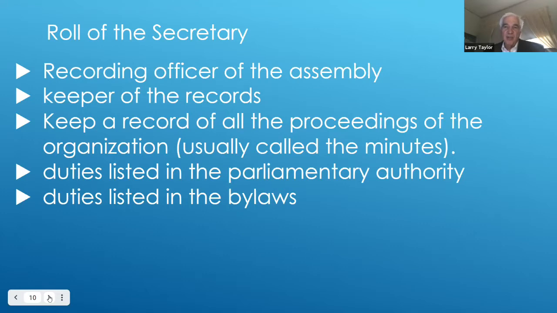The duties of the secretary are listed in the parliamentary authority, and then sometimes there are additional duties that are given to them in the bylaws.